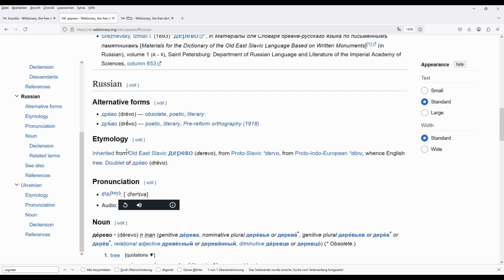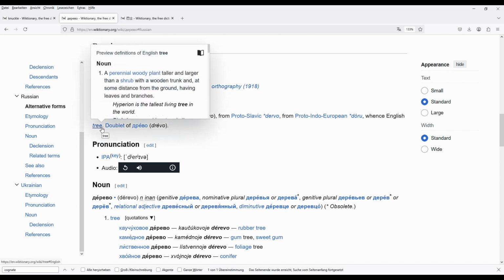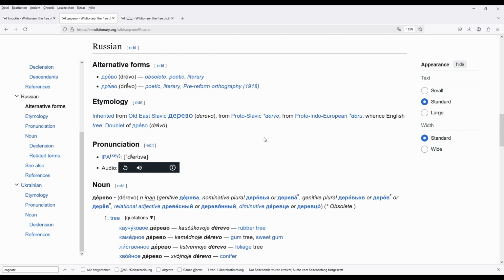So let's go to Russian дерево, also meaning tree. So here we also see an interesting etymology. Of course, the Slavic languages like Russian are also Indo-European, though we have a connection here to English tree. And now this is a very important point.